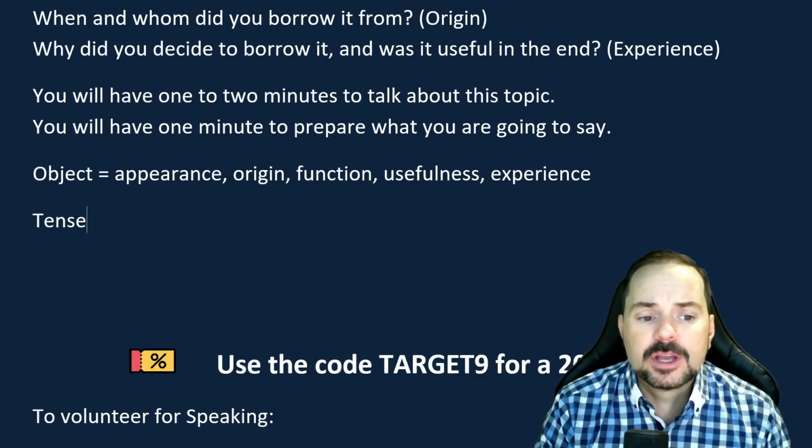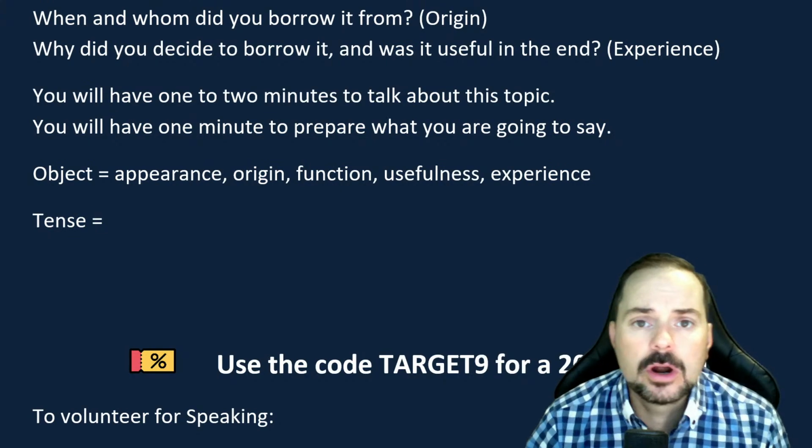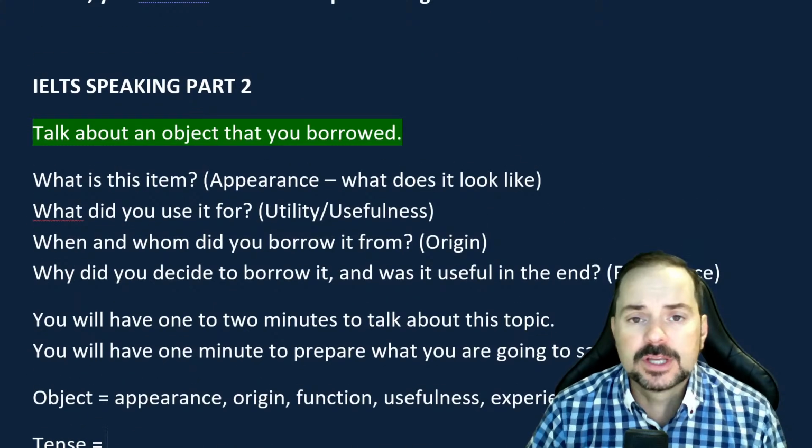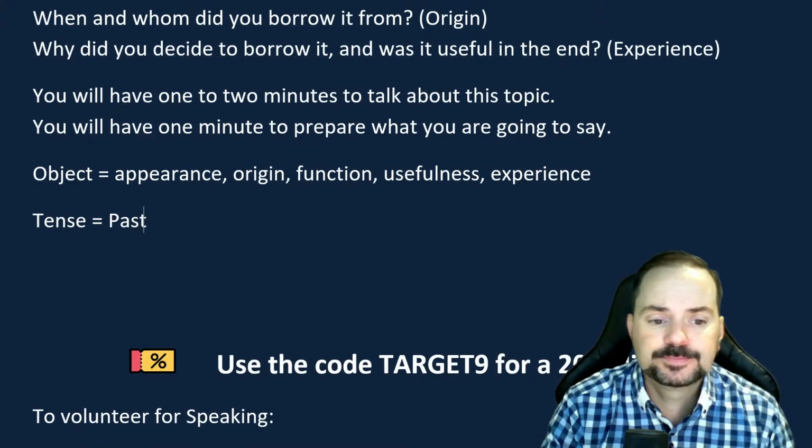Now, then of course we think about the tense. So in this card, what is the tense that we're focusing on? Is it past, present, or future?